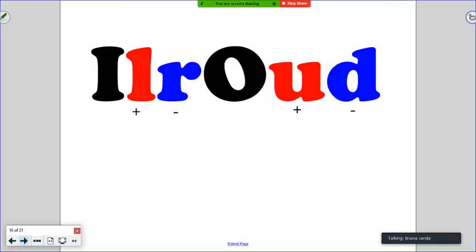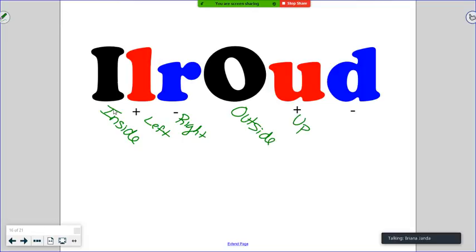This is a mnemonic device. ILROUD is how I refer to it. If you don't know how to spell it, it won't help you. Normally I don't care about spelling, but with mnemonic devices, it's kind of the key thing. Anyway, it stands for this: I stands for inside. Positive moves us left, negative moves us right. O stands for outside. Positive moves us up, negative moves us down.